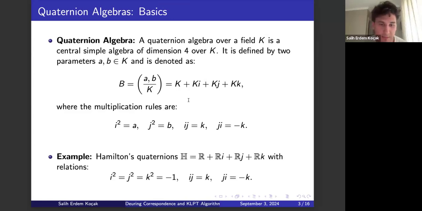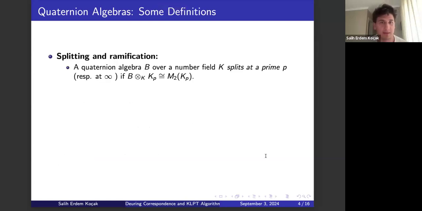And this is the general notation for a quaternion algebra. And this is an example, actually, as far as I know, this is the first example of quaternion algebras, Hamilton's quaternions. They satisfy the following formula, and I guess most of us are familiar with them from physics. And okay, some definitions with quaternion algebras, and these definitions are going to be important for us.